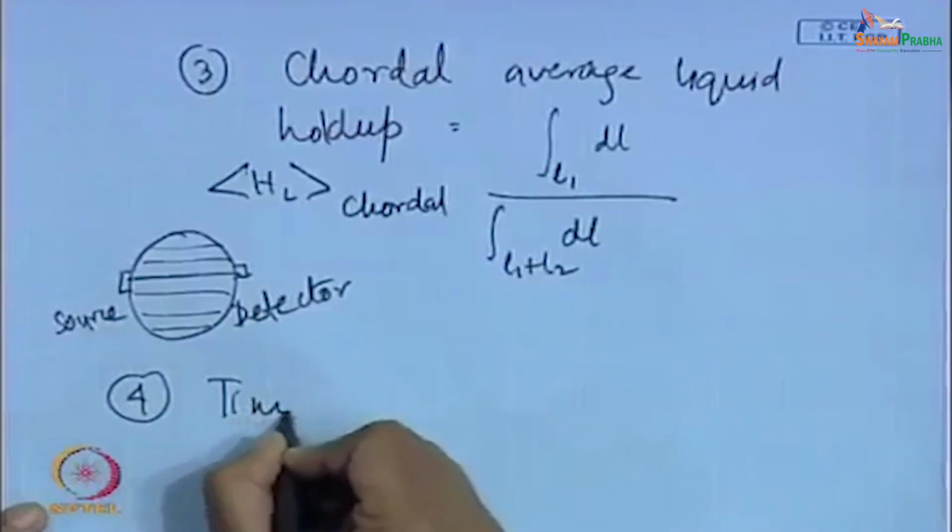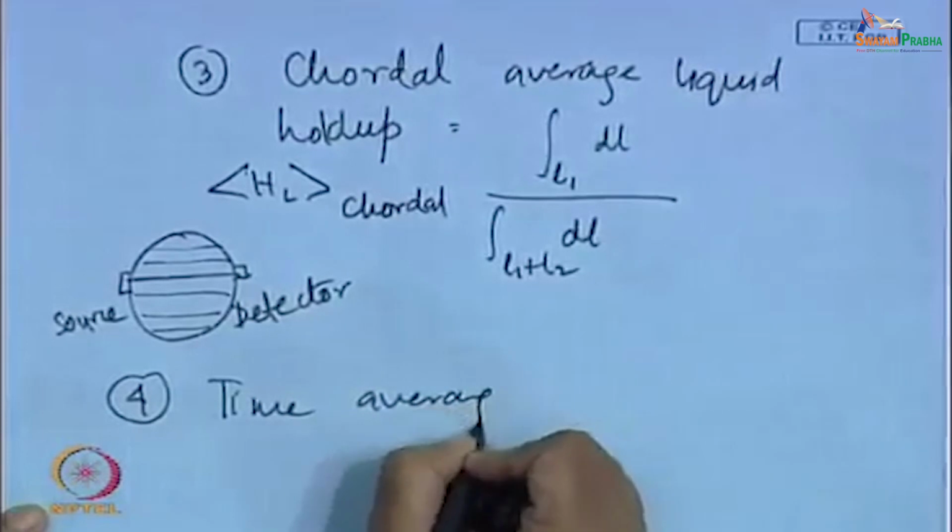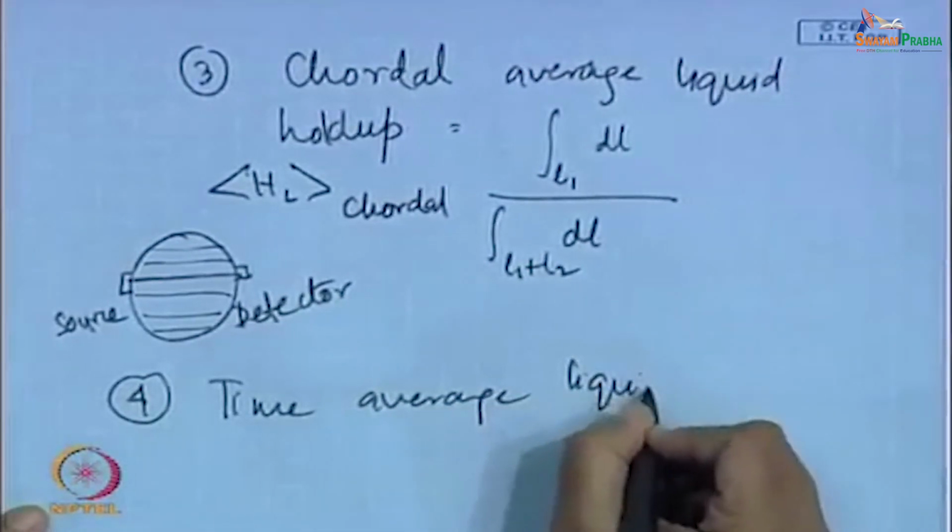So, apart from these average values, it is very important to know the time average void fraction, which we can find out by noting the in situ compositions at different points across a particular cross section. This gives us the next definition, which is the time average liquid hold up.